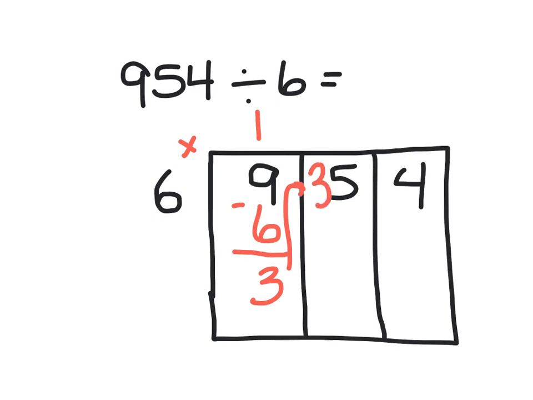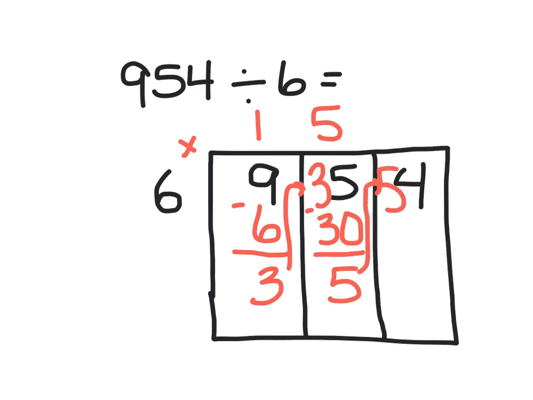Now I'm going to do 6 times something equals close to 35. 6 times 6 would be 36, so I'm going to go lower than that. I'm going to do 6 times 5. 6 times 5 equals 30. And so I'm going to subtract and get 5. I'm going to take that 5 and move it up to the next column. So now I have 54.